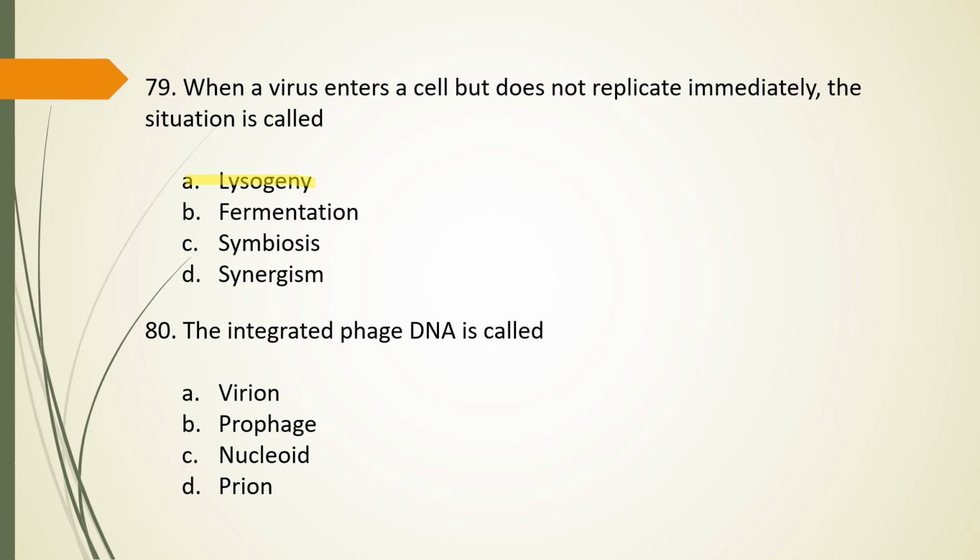Question number 80. The integrated phage DNA is called option A, virion, B, prophage, C, nucleoid, D, virion. The correct answer is option B, prophage. A prophage is a bacteriophage genome that has been integrated into a bacterial cell genome or exists as an extrachromosomal plasmid.